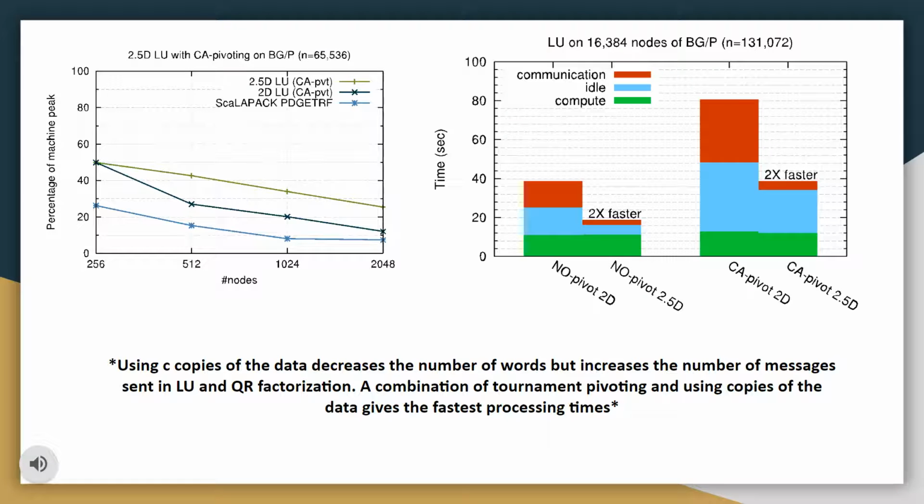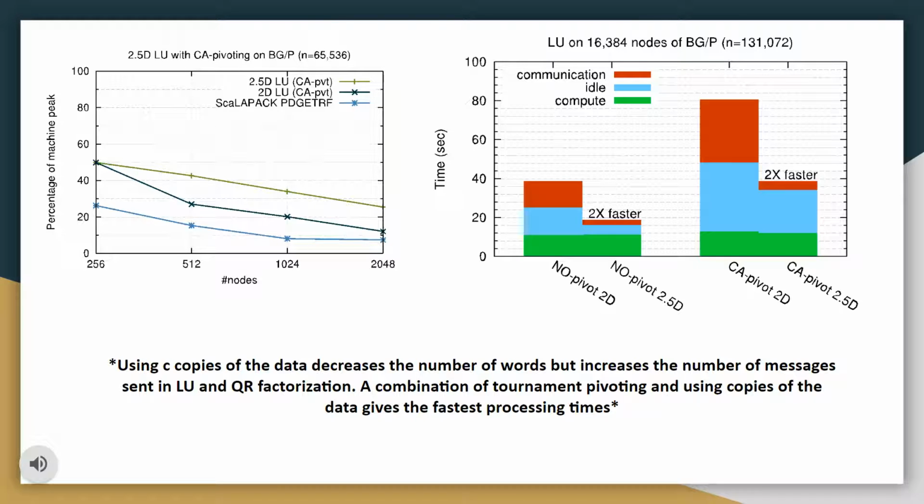This graph shows on the right that the ScaLAPACK algorithm alone, the parallelized method that did not use tournament pivoting, is furthest from peak performance. ScaLAPACK with tournament pivoting operated slightly closer to peak performance, and ScaLAPACK with tournament pivoting and multiple data copies performed closest to peak.